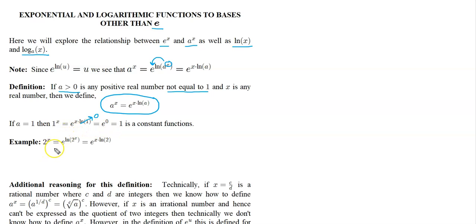Now let's take a look at this example. If we want to express 2 to the x in terms of e, all we have to do is follow this definition right here. So 2 to the x is going to be e to the natural log of 2 to the x, and just drop that x down in front of the ln, and we obtain this. So this is what 2 to the x power is in terms of the natural exponential function e.